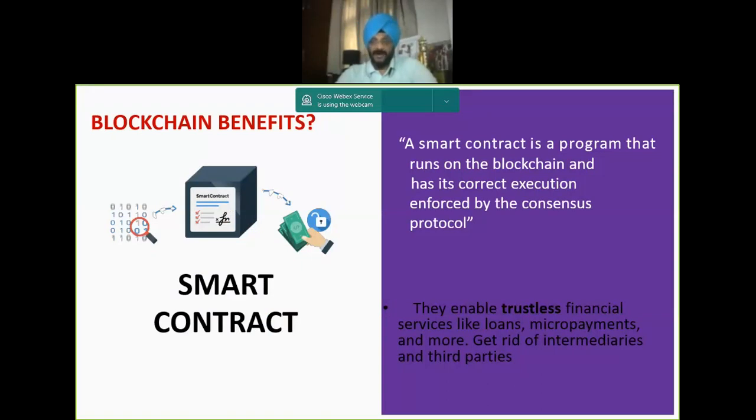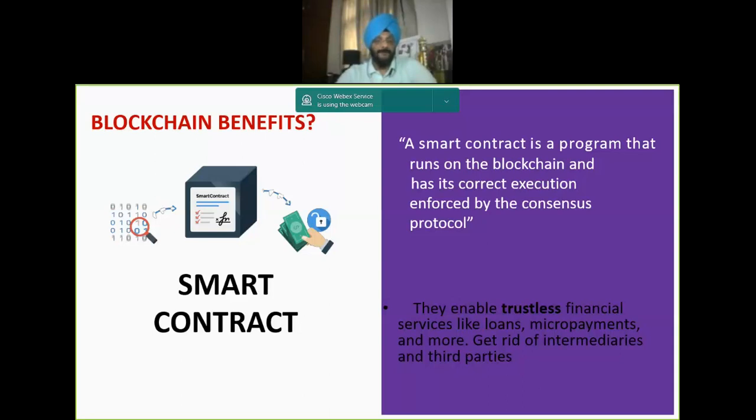This is a program that runs on the blockchain and has a correct execution enforced by the consensus network. So it's a kind of a trigger which gets activated, and it's embedded in your SAP database. It enables trustless financial services like loans and micropayments, and you can actually get rid of intermediaries and third parties because of this. So a smart contract plays a major role when we talk about the blockchain.